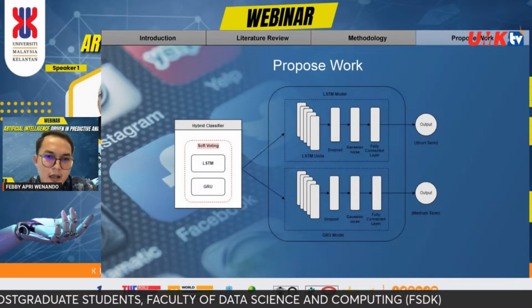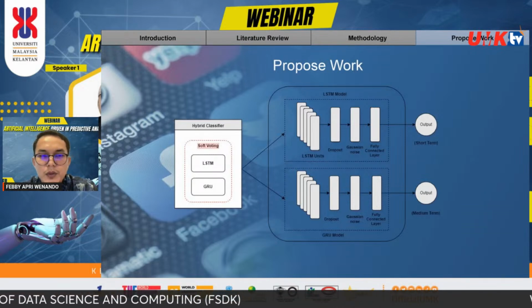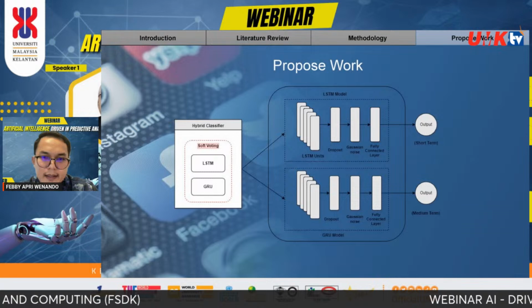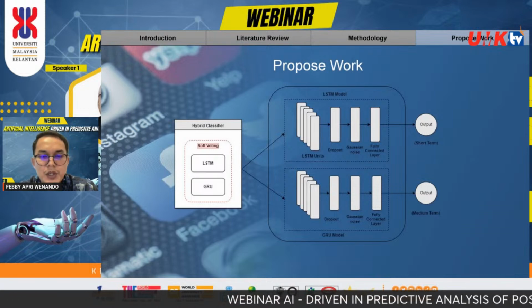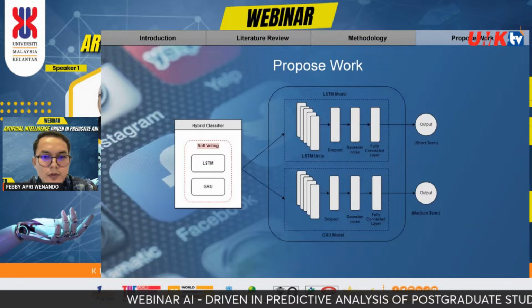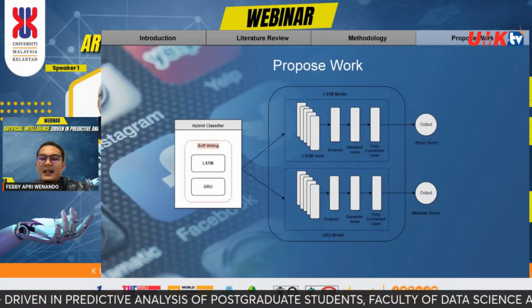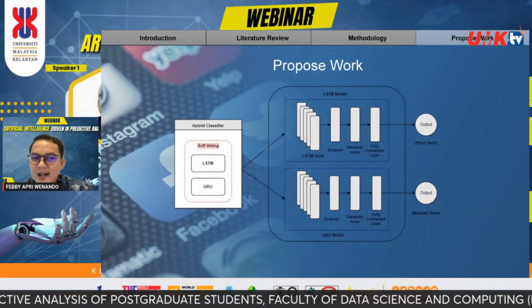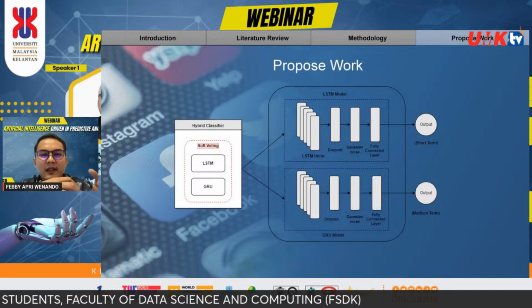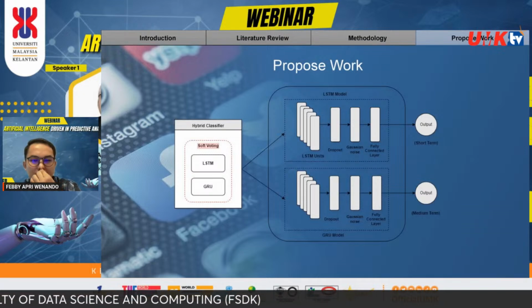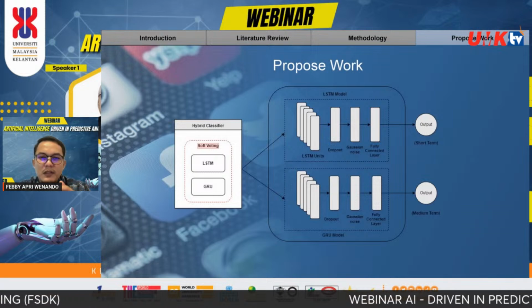This is my proposed work in the hybrid classifier. I use soft computing, LSTM and GRU. LSTM I use for the short term, and GRU I use for the medium term. I think that is one example of a case in artificial intelligence of prediction and analysis. Maybe we can get some discussion from the audience.